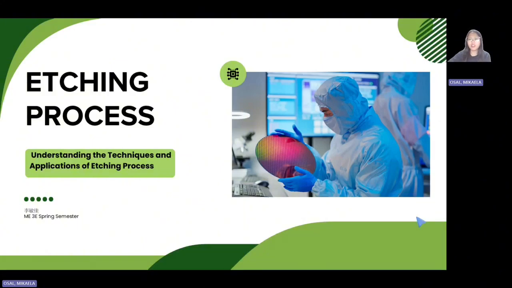You'll have a solid understanding of the major types of etching, their applications, and the technologies pushing etching into the atomic scale. Let's begin by taking a look at what we'll cover today.